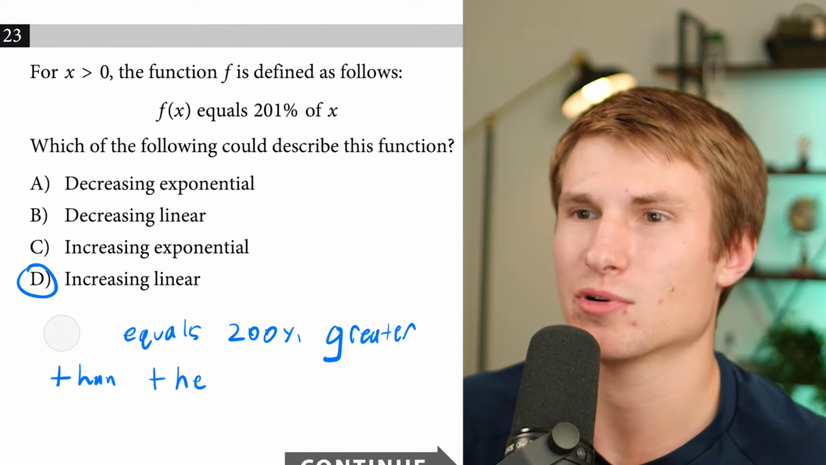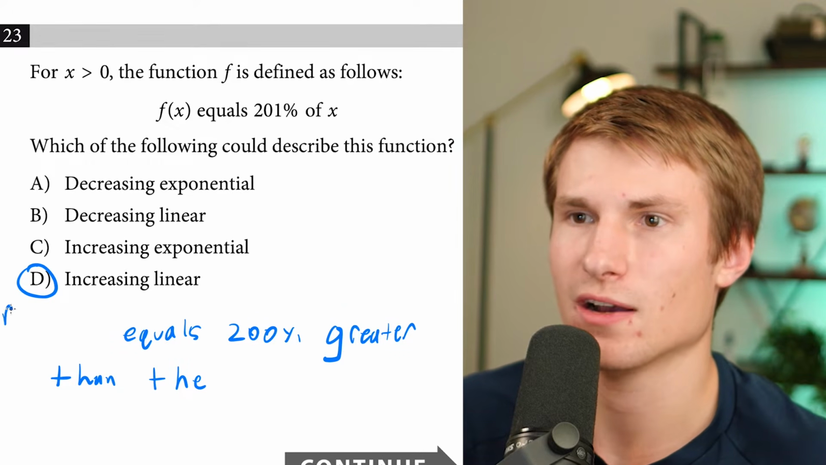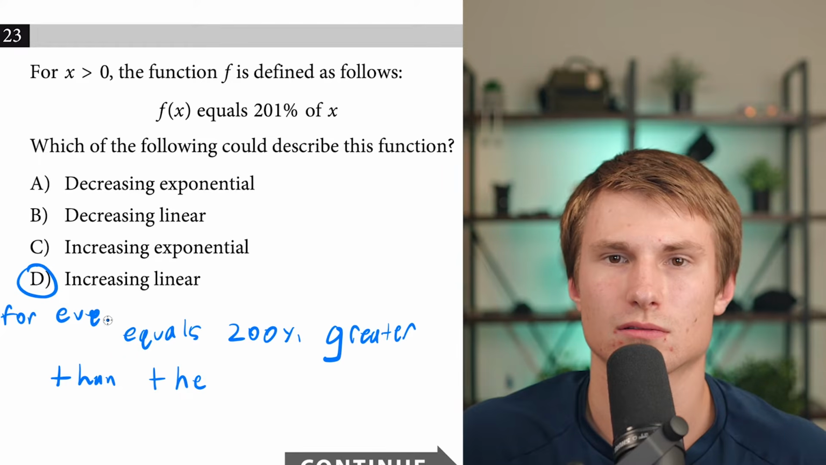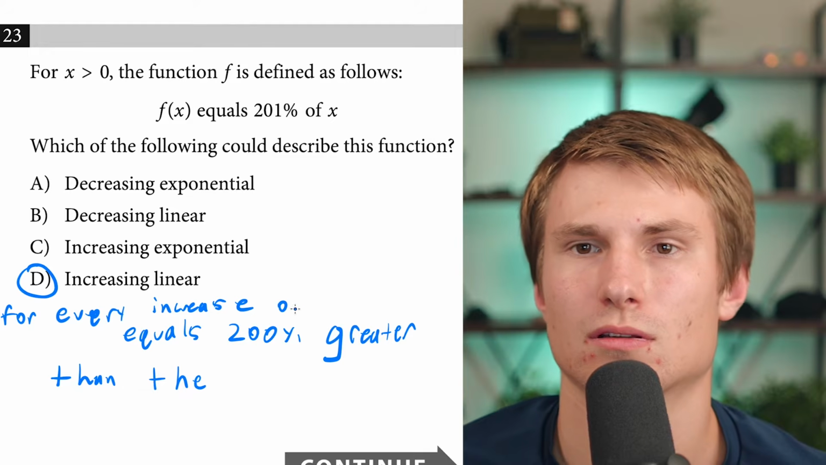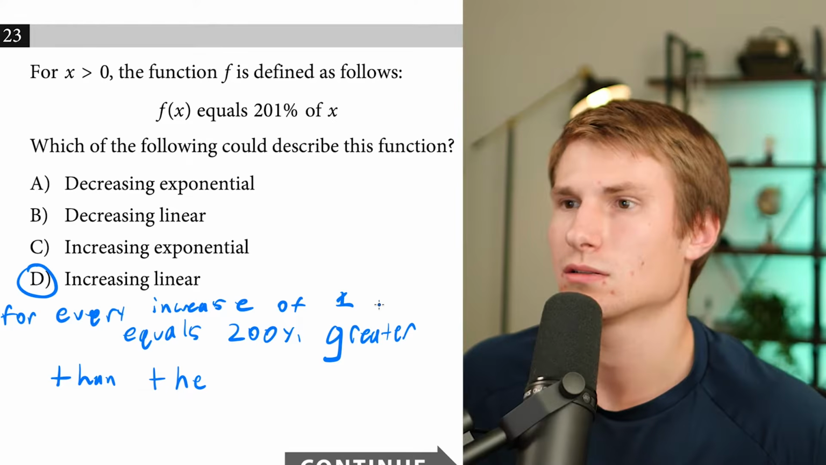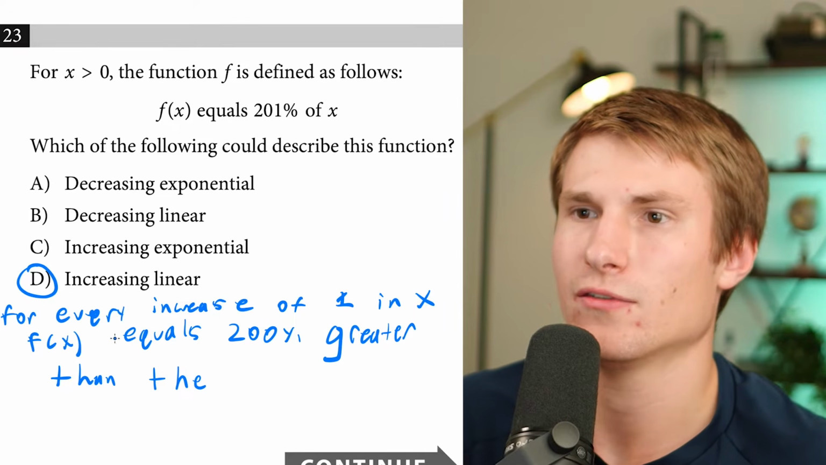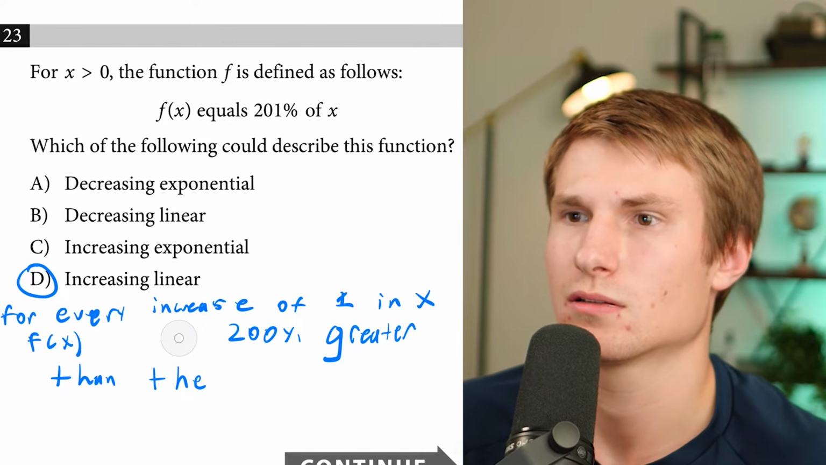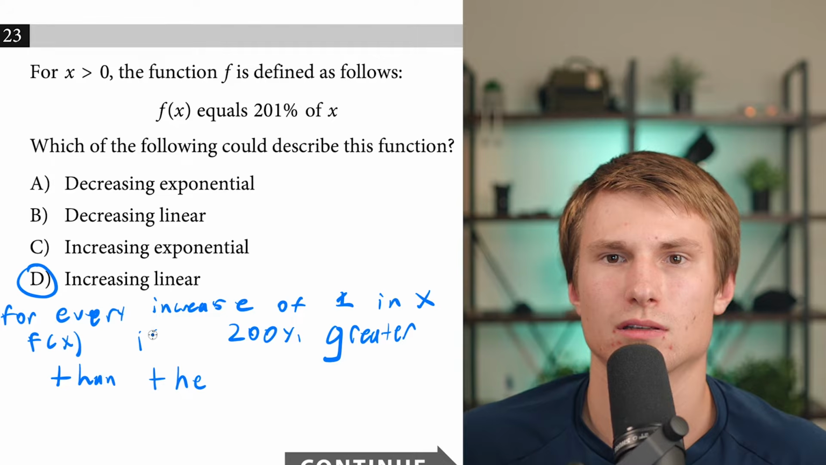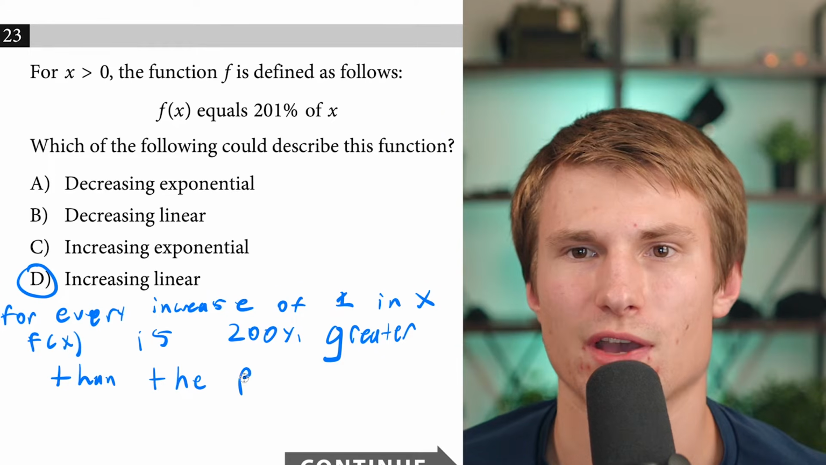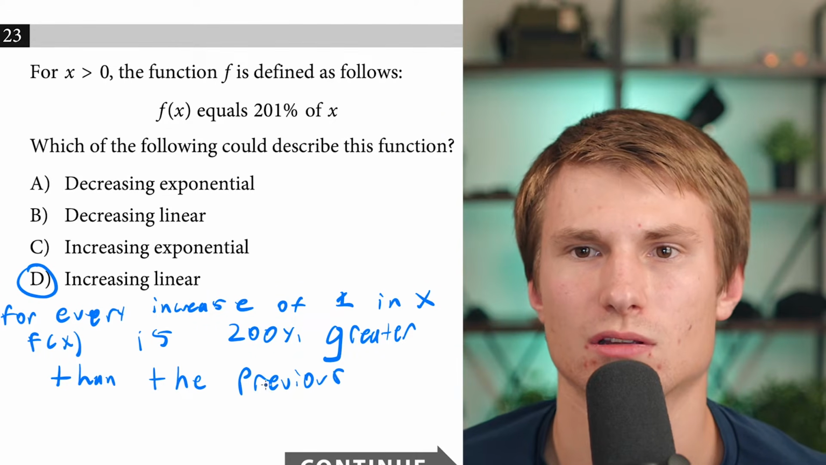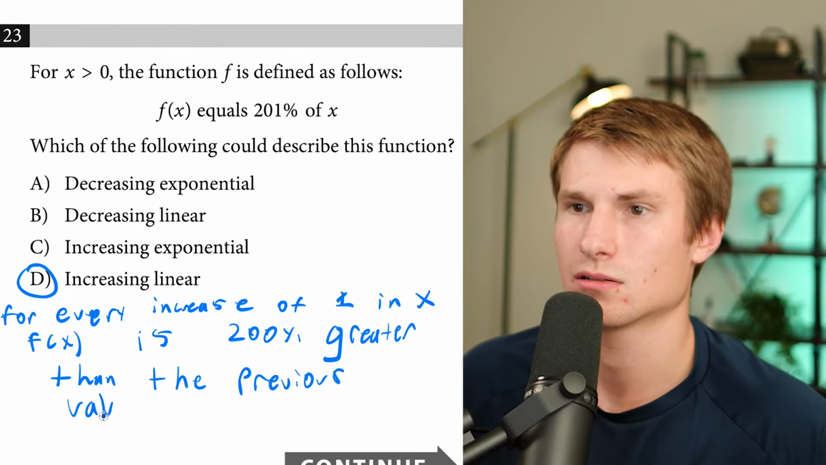Or probably a better way that they would write it would be: for every increase of 1 in x, f of x is 200% greater than the previous value. It'd be something like that.